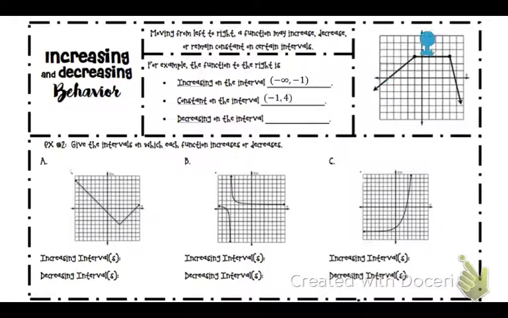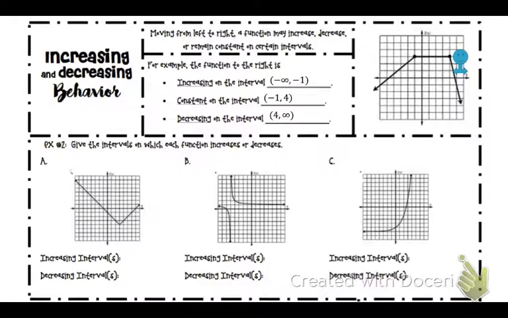Then we're going to get up to the top, and now you're just walking on level ground. So we're not increasing, we're not decreasing, we're just staying constant. So he's going to stay constant from -1 to 4, and then decreasing from 4 to infinity. And decreasing is when you're going down.